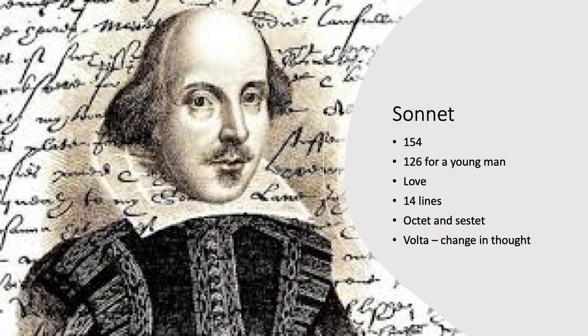So today we have learnt what a sonnet is. It is a poem. Shakespeare wrote 154 of them. 126 of those were said to be directed towards a young man. Sonnets tend to be centred around the emotion of love. They are recognisable by the fact that they have 14 lines. Those 14 lines are broken up into an 8 and a 6, so an octet and a sestet, and there is usually a volta at the beginning of the sestet, which demonstrates or reveals a change in thought of the writer. Next lesson, we're going to have a look at writing our own.